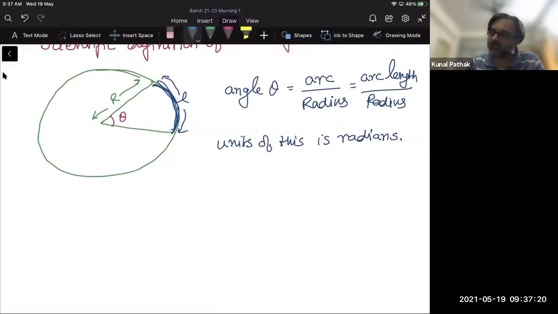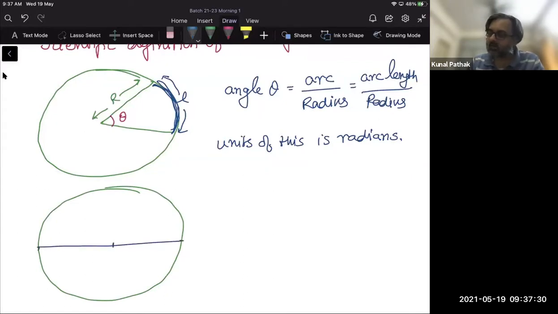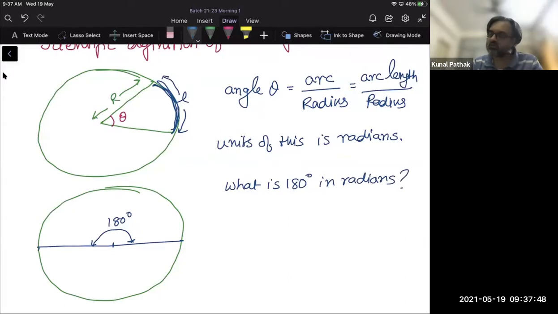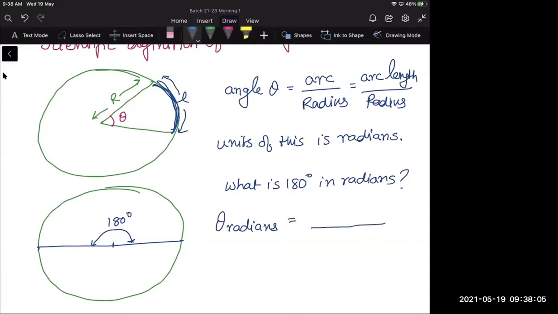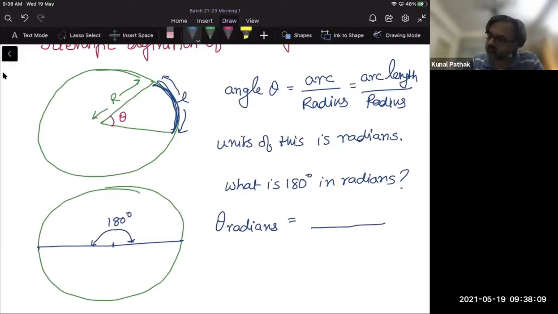So if I have a circle and I take the two radii as this, right, then I know that this angle is 180 degrees. I know this, right? So we want to know what is 180 degrees in radians, right? Now, why am I doing this? Why am I choosing 180 degrees? Well, because for 180 degrees, it's very easy for me to work out the arc length. Okay? So theta radians will be equal to arc length upon radius. And arc length is equal to? 2 pi r by 2.